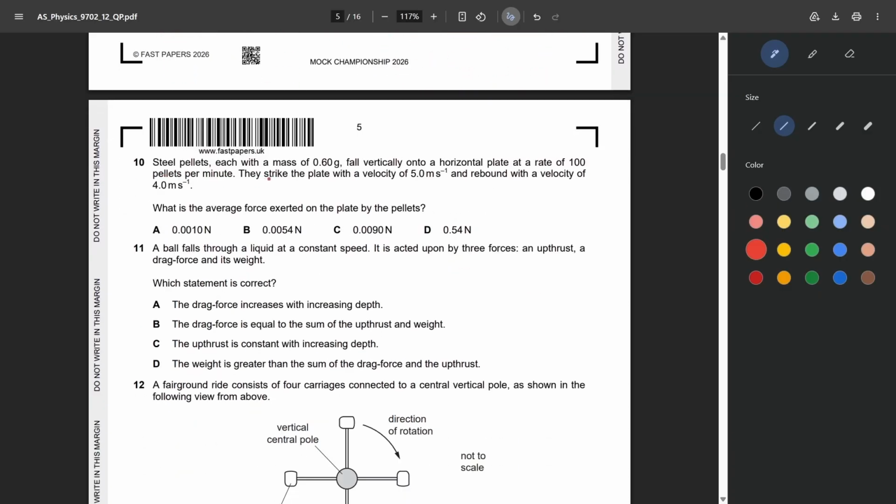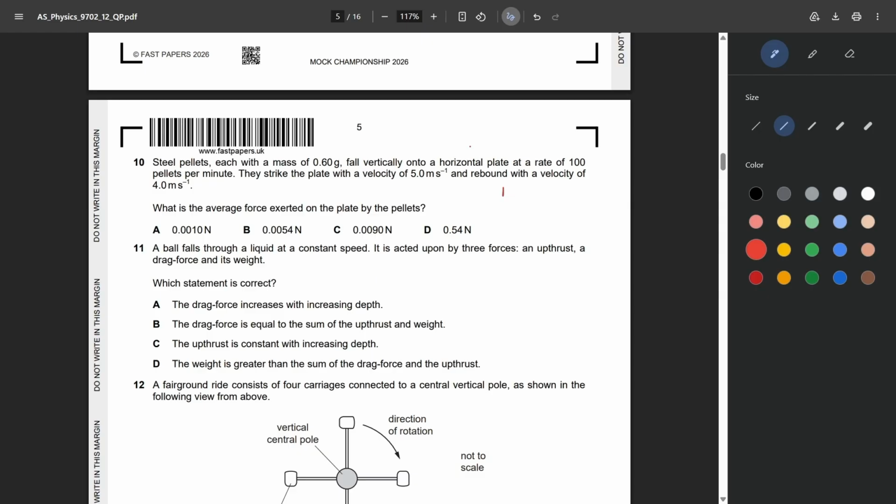Steel pellets, each with a mass of 0.60 grams, fall vertically onto a horizontal plate at a rate of 100 pellets per minute. They strike the plate with a velocity of 50 meters per second and rebound with a velocity of 40 meters per second. What is the average force exerted on the plate by the pellets? Okay, so here we are given the mass of each pellet and the rate at which the pellets fall on the plate. We're also given the initial and final velocity of the pellets.